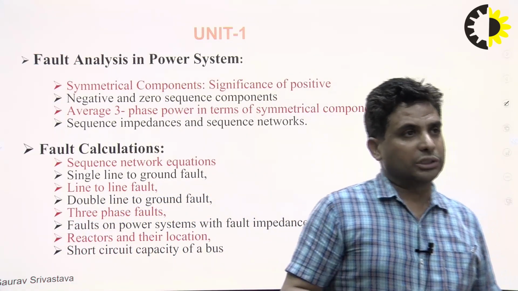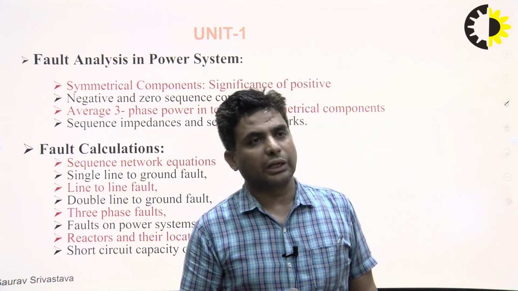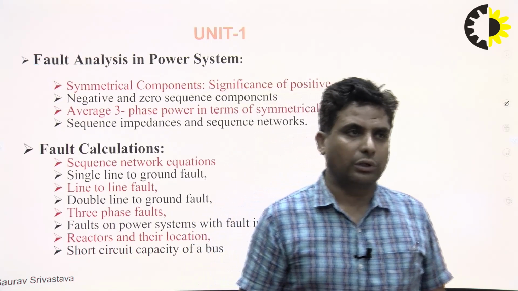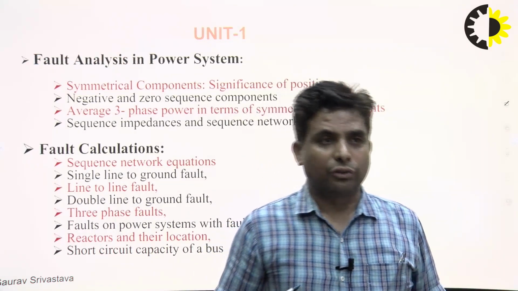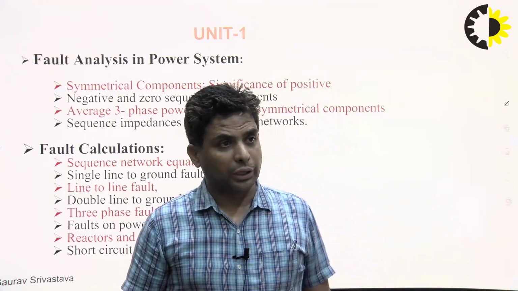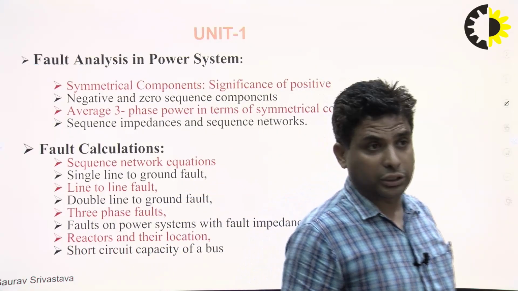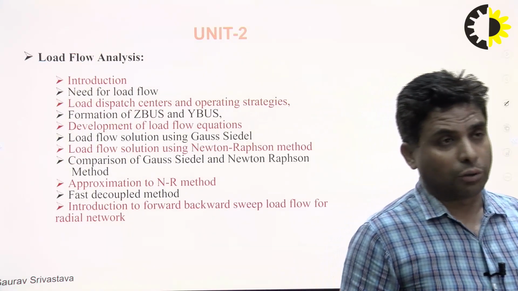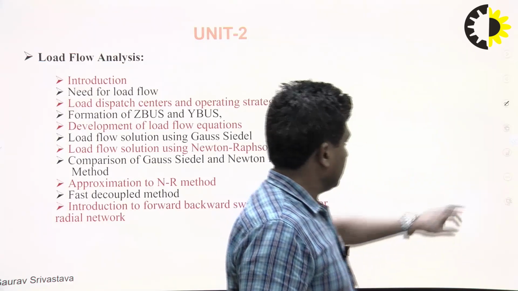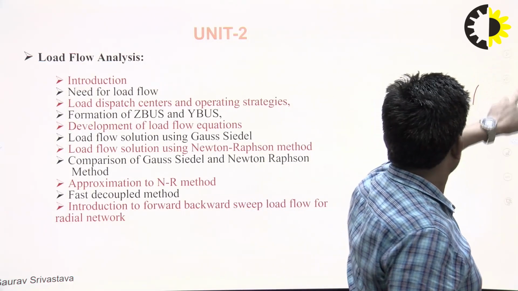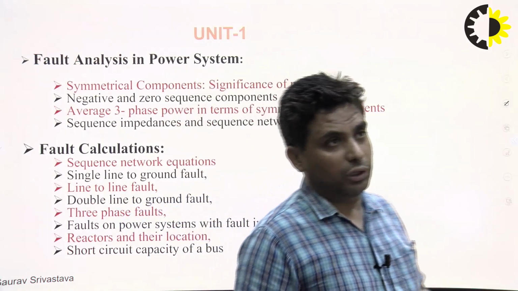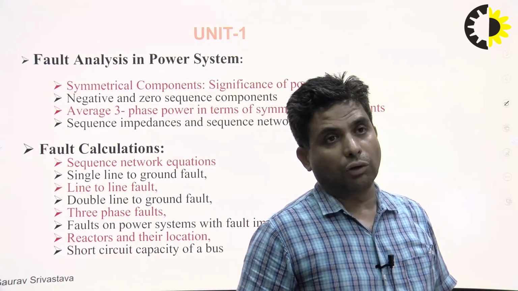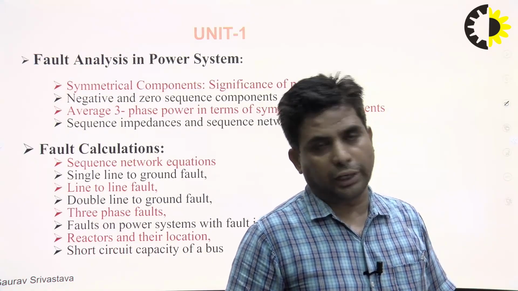In fault calculation, there are the sequence network equations, single line to ground fault, line to line fault, double line to ground fault, and 3-phase fault, fault on the power system with fault impedance and without fault impedance, reactors and their locations which are used from the fault protection point of view, and short circuit capacity of a bus. So that is unit 1, completely covering all the topics related to fault analysis.